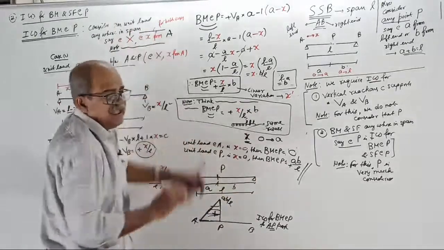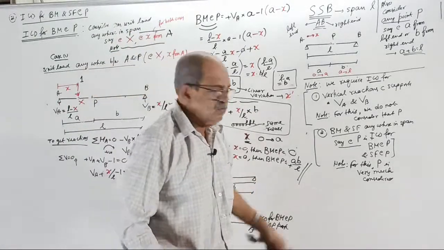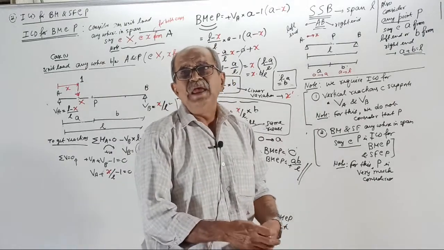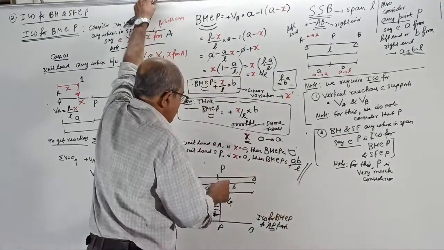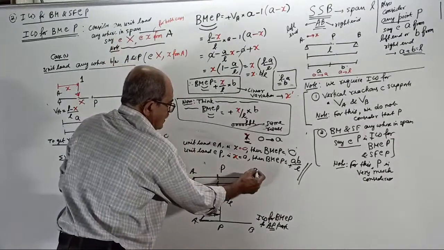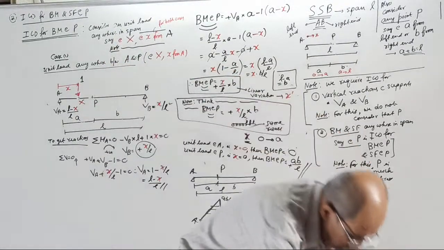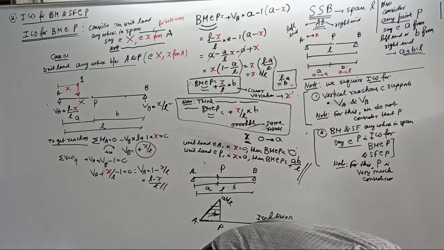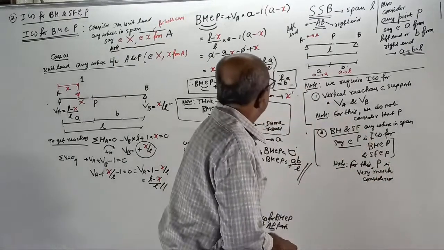The other side is still pending. Clear now? This is the ILD for bending moment at P when the unit load moves from A to P. Okay, A to P. Clear or not? That is the ILD.